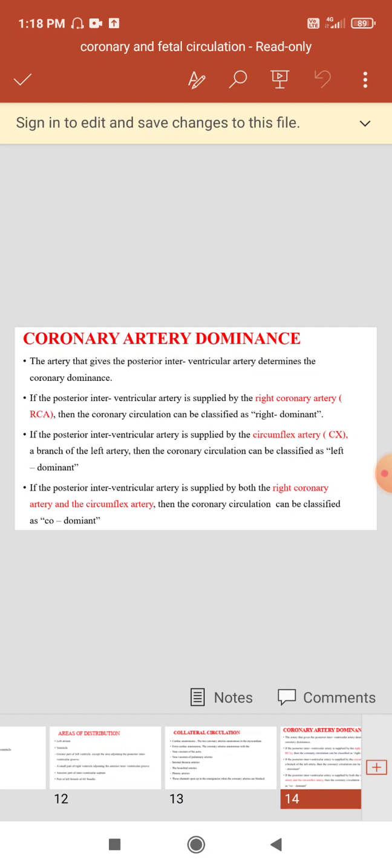Next, we'll see coronary artery dominance. The artery that gives the posterior interventricular artery determines the coronary dominance. If the posterior interventricular artery is supplied by the right coronary artery, RCA, then the coronary circulation is classified as right dominant. If it is supplied by the circumflex artery, CX, a branch of the left coronary artery, then the circulation is classified as left dominant. If it is supplied by both the right coronary artery and the circumflex artery, then the circulation is classified as co-dominant. So that is the way of classification.